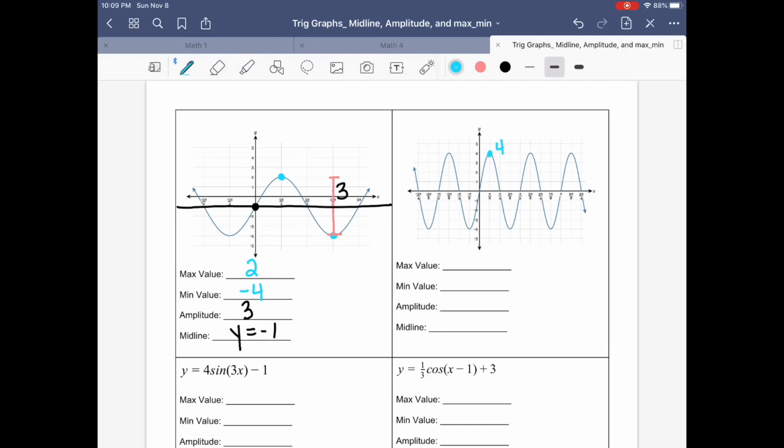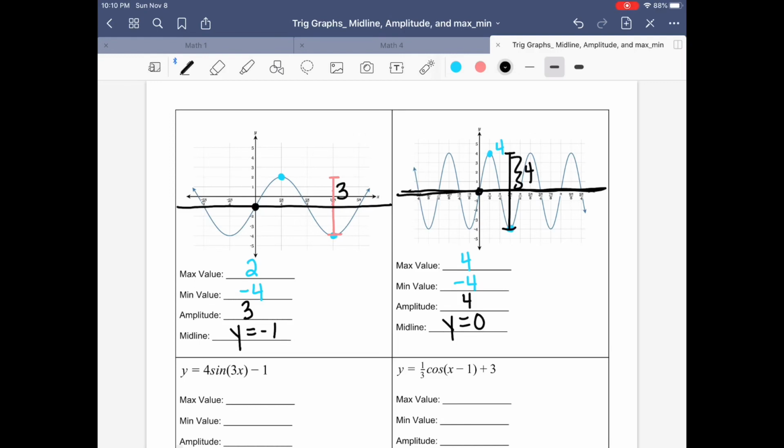All right, so my maximum here is going to be 4. My minimum here is -4. All right, so my amplitude, we're going to find the midline first. So that midline, if we count our units here, this is going to be 8. So 4 units to 4 units. That means that my midline is actually right on the x-axis, which is going to be y equals 0. So we're still going to have an amplitude of 4.